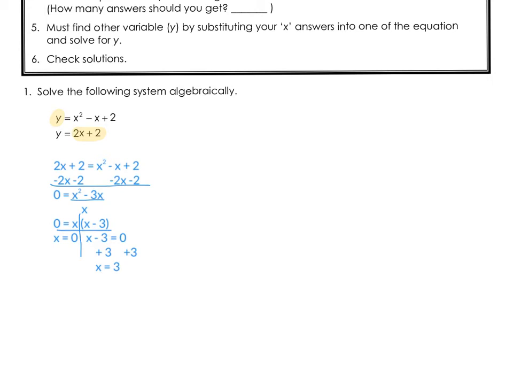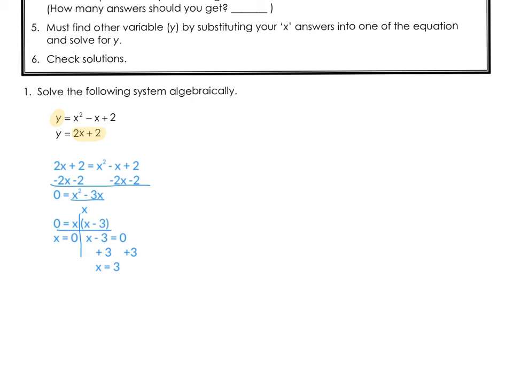So I have my two x values, but those are not my answers. I'm not going to circle them yet because if I'm looking for the solution to a quadratic and a linear function, that means that I need a point. Right now I only have x values. So if I have x and I need y, I need to substitute that x value in to get out a y.